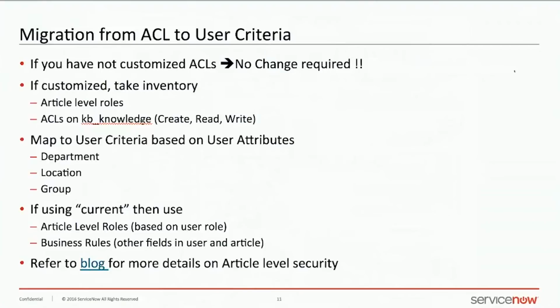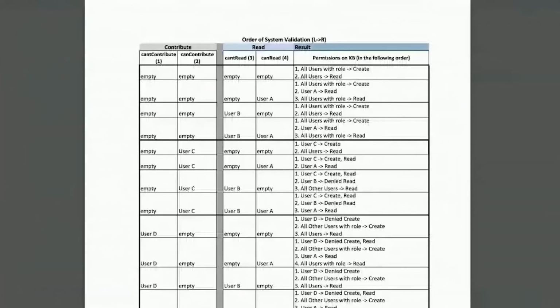You should also take inventory of the ACLs at the KB_knowledge levels for create, read, and write. Typically, you would want to map all your ACLs to user criteria based on user attributes such as department, location, group, and roles as well. If you are using the current context, then you would need to go and configure based upon article level roles and business rules. We actually wrote a blog that has details about this particular setup when you're using current, and we would like you to read through this, and I'll give you an understanding as well.